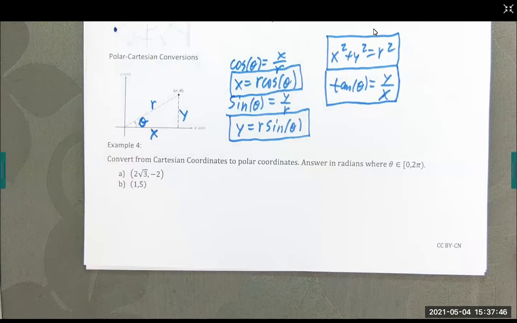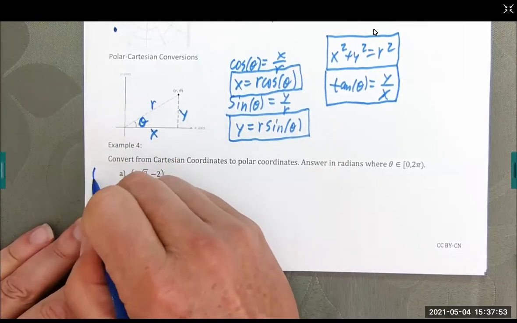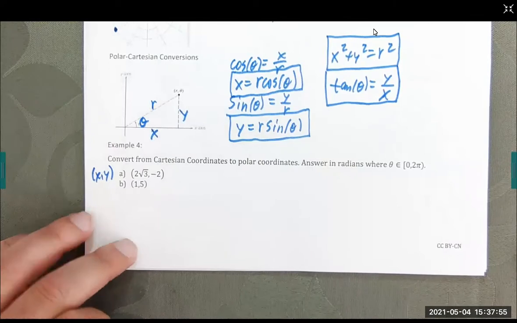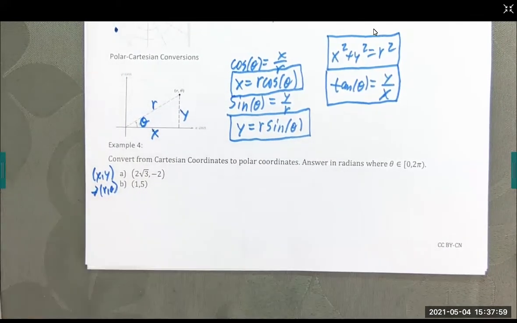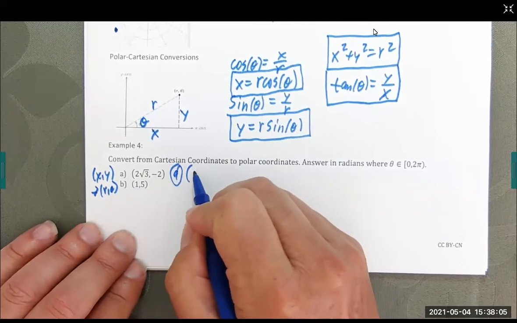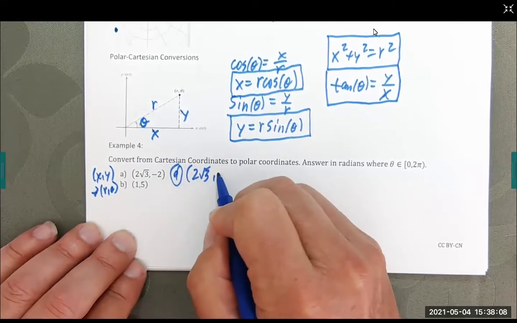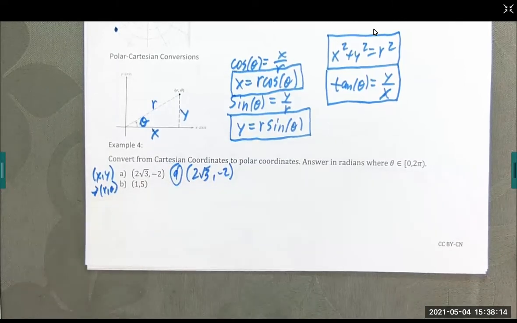All right, so let's do this. Convert Cartesian coordinates. So this is x comma y. So x comma y is what we have, and we want to go to r comma theta. All right, so part A, we have the point 2 root 3 and negative 2. Now I want to point out we are in quadrant 4 in this case. They specifically want the angle to be between 0 and 2 pi.